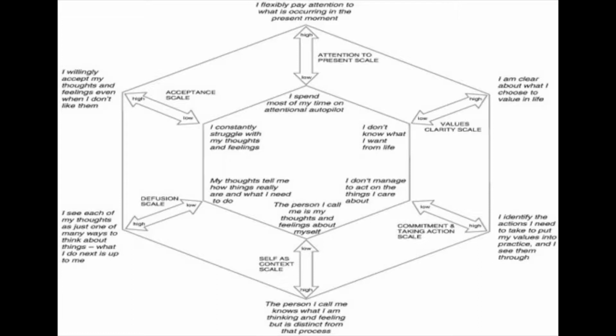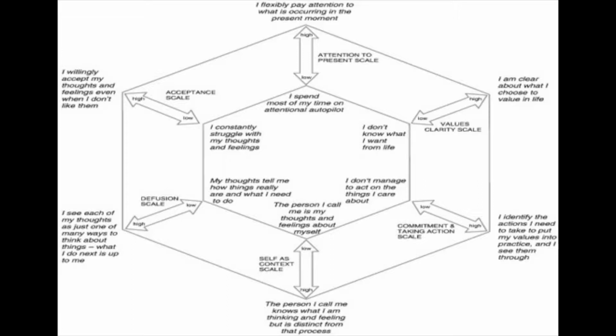He gives some great examples of what some of these statements would look like based on if you're doing good in this category or if you need some work in this category. So I'm going to start with present moment awareness. So if you're doing good in this category, this is something that you could say about yourself. I flexibly pay attention to what's occurring in the present moment. If you're struggling, you would say something like, I spend most of my time on autopilot, going through the emotions.